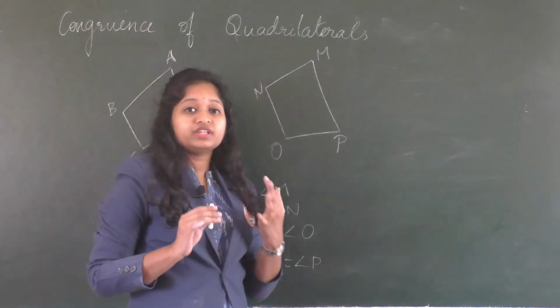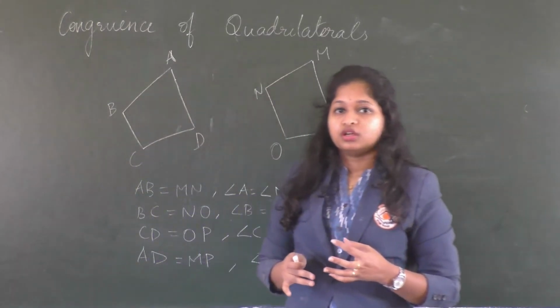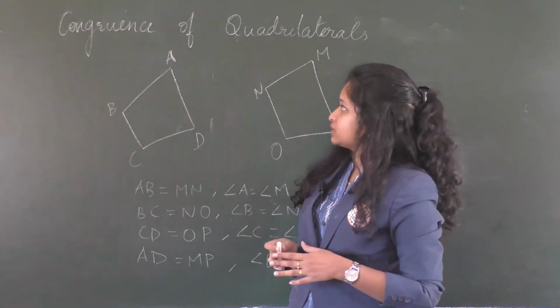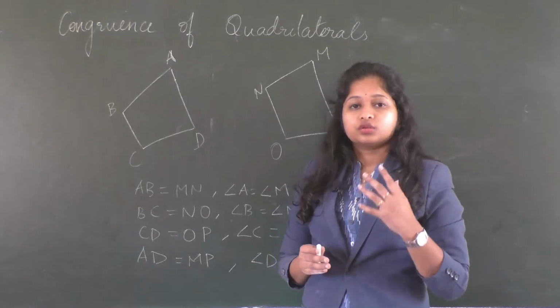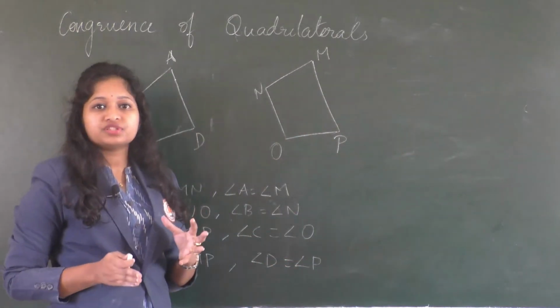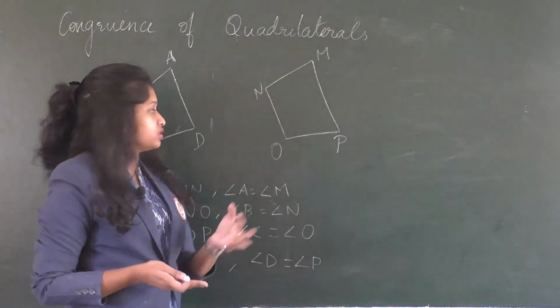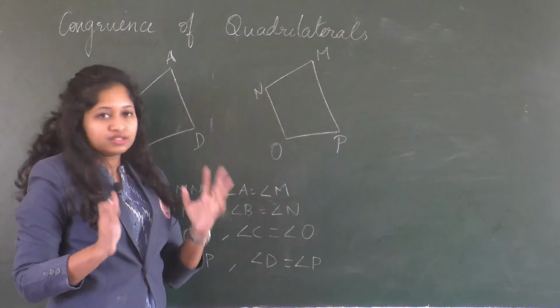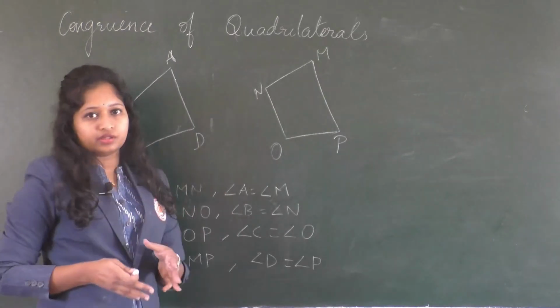So children, we completed the congruence conditions for triangles. Now let's see the congruence of quadrilaterals. So quadrilaterals are four-sided closed figures. There should be four sides and it should be closed. Any such figures are called quadrilaterals.